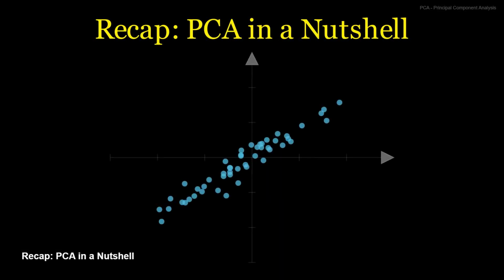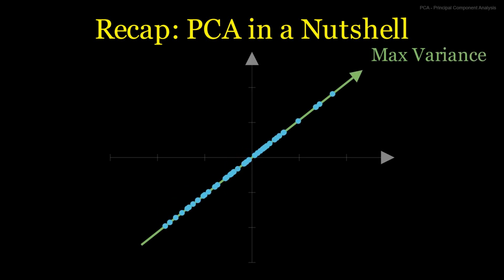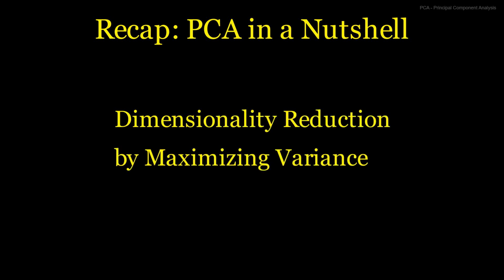In essence, PCA is a powerful technique for dimensionality reduction. It works by finding new, orthogonal axes, called principal components, that capture the maximum variance in your data. This allows us to simplify complex datasets while preserving their most important information.